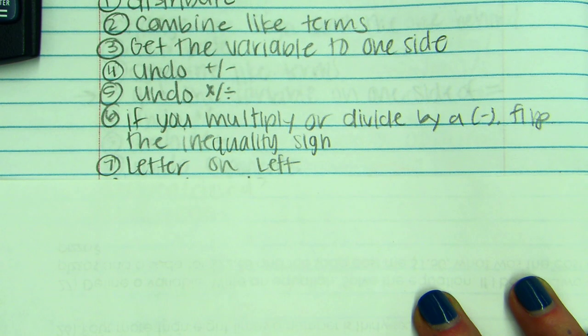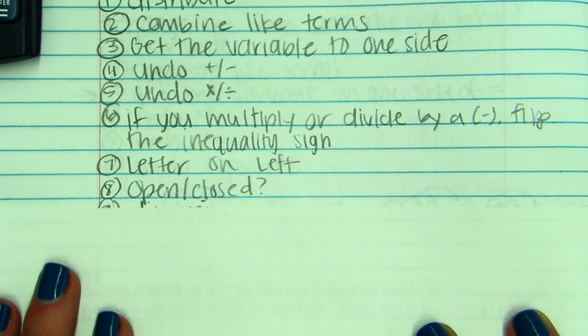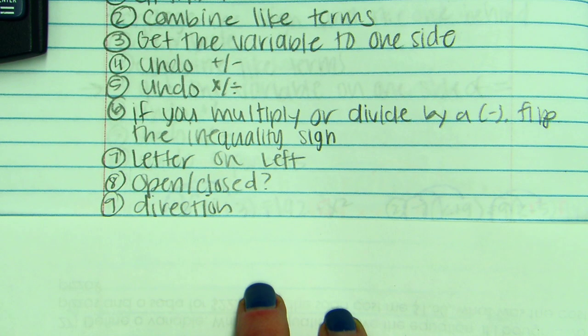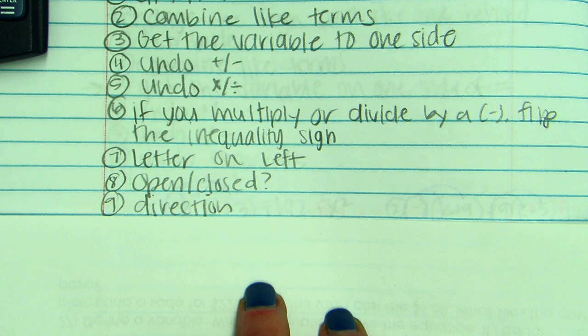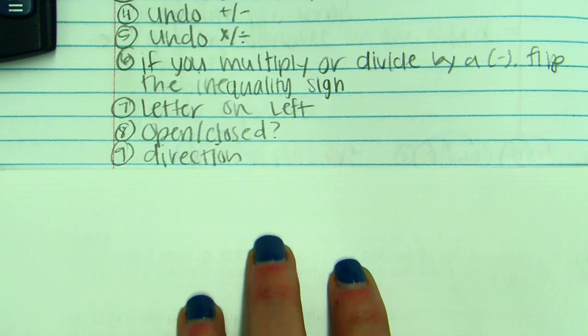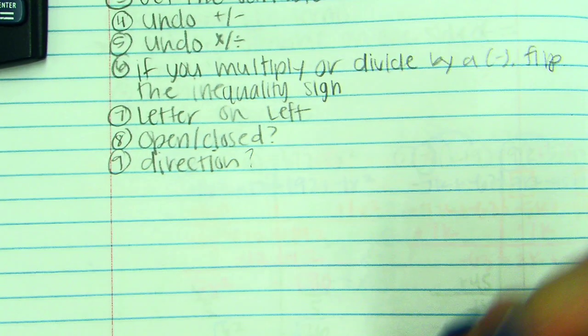You have to get the letter on the left, decide if it should be an open or closed circle, and then decide which direction to shade. So these steps will make more sense when we do some examples. I'm going to do a couple with just a few steps first, and we'll do some with more steps after that. So I'm going to put a question mark so we have to decide which direction to shade.